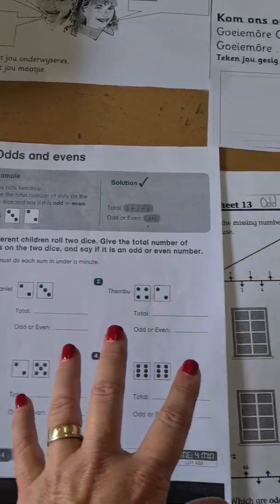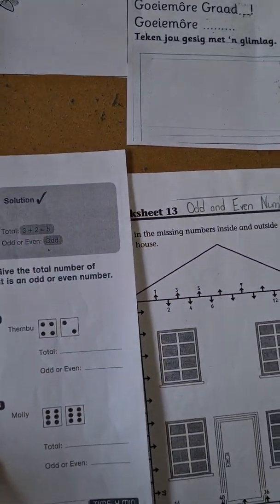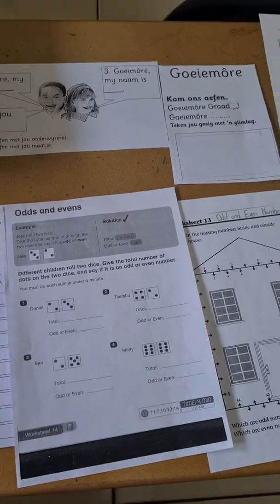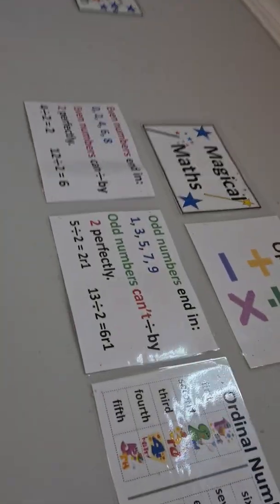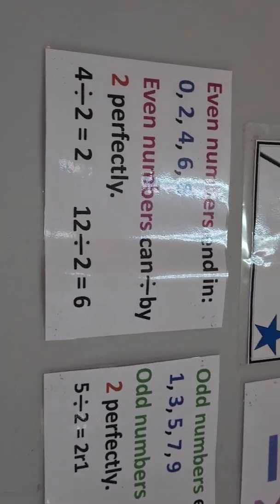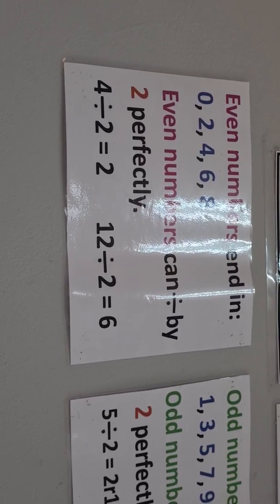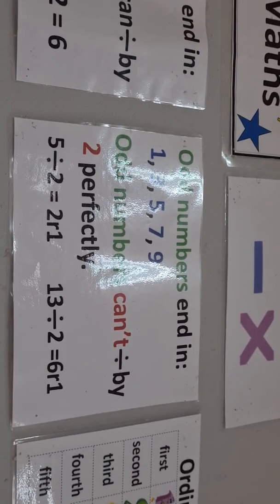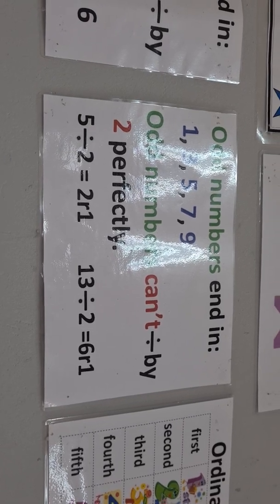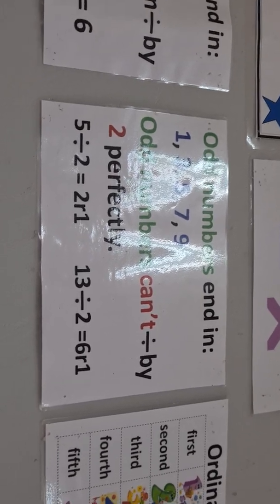And then these 2 are all about odds and evens. So it's quite important that they remember the difference between an odd and an even number. I've got this on my wall here about odds and evens. You can see the even numbers end in a 0, 2, 4, 6, and 8, and they can divide perfectly by 2. And then odd numbers end in 1, 3, 5, 7, and 9, and you can't share them perfectly. There will be a remainder or one left over.